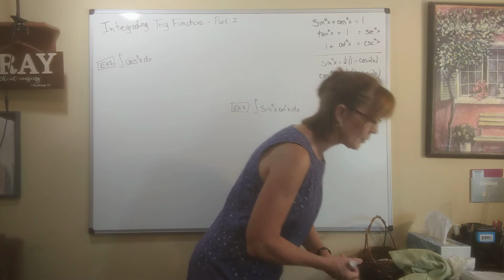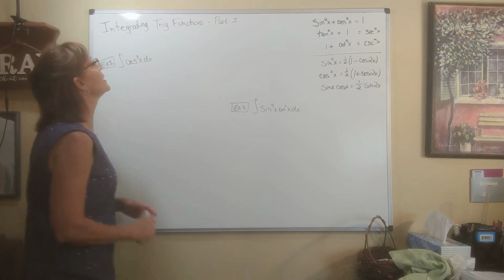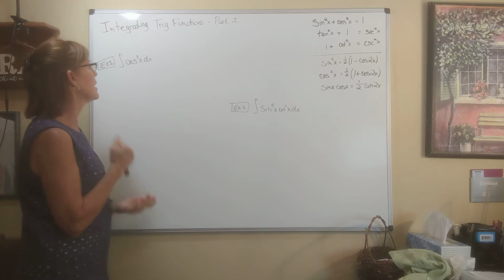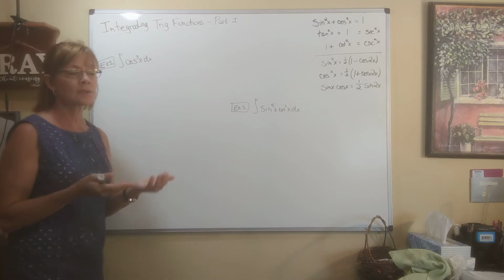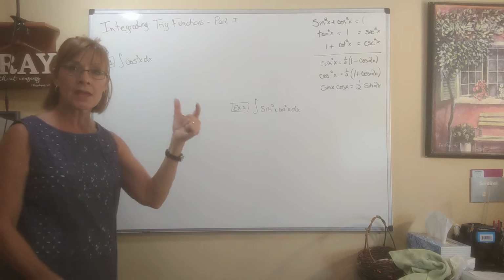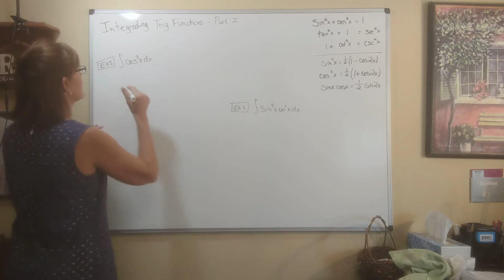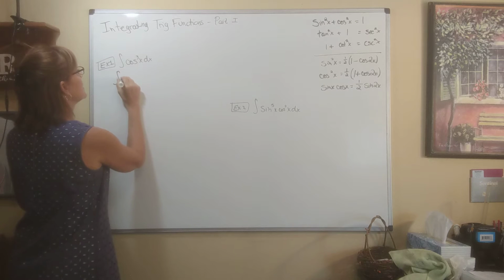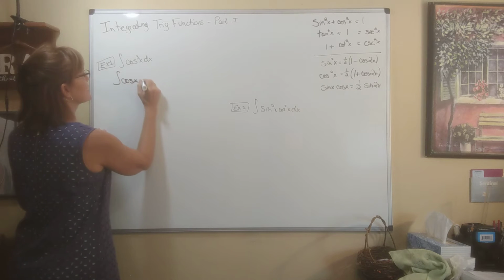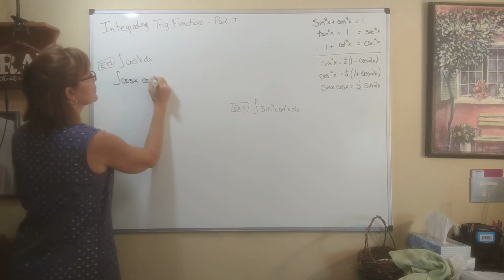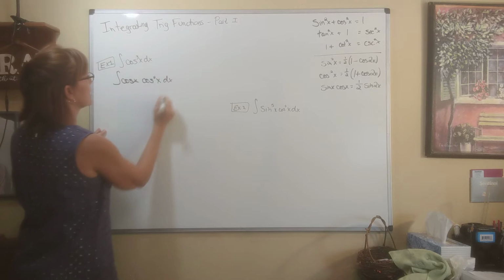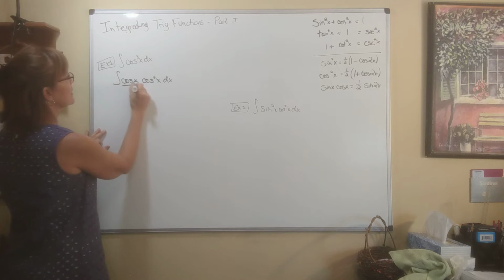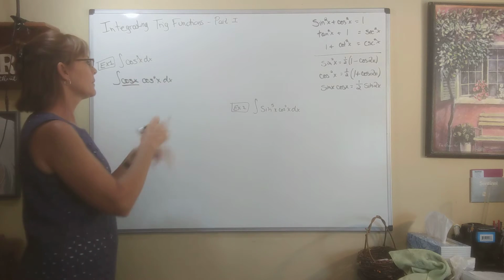Here is example 1. We're going to integrate cosine cubed x. Okay, this is a cosine with an odd power. I'm going to save a cosine. This is how you save one. We'll rewrite this into the cosine of x times the cosine squared of x dx. Okay, this is the one I'm going to save. All right, this is the one I'm going to rewrite.